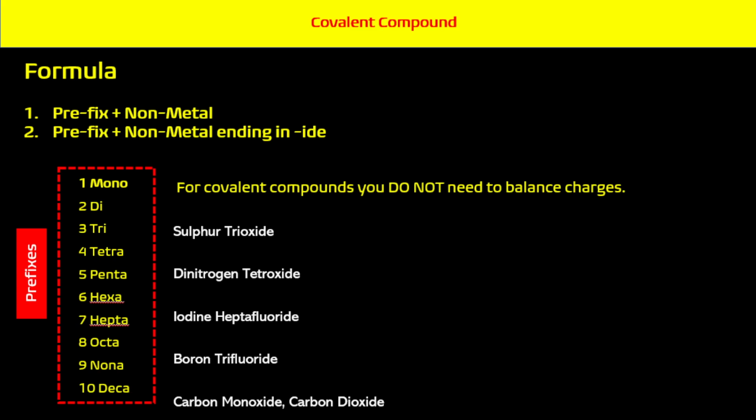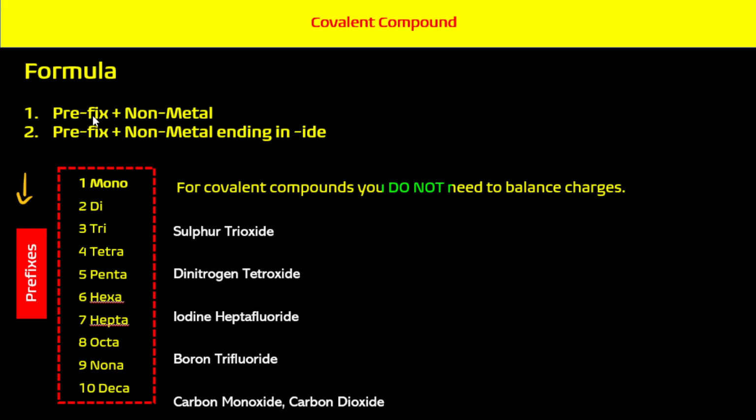Now moving on to covalent compounds. They are pretty simple because you don't need to balance your charges. Remember this all the time, okay? Because I've seen students trying to balance charges so hard and they get it wrong unnecessarily, okay? What you need to study is the prefixes here, which is very simple. One is mono, and it goes down: mono, di, tri, tetra, penta, hexa, hepta, octa, nona, and deca, okay? It is represented by 1 to 10.